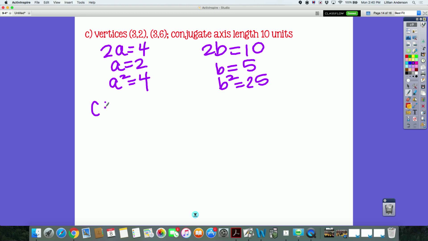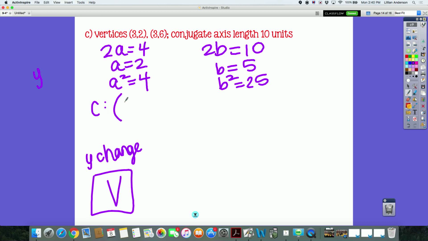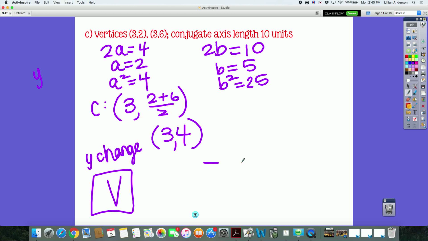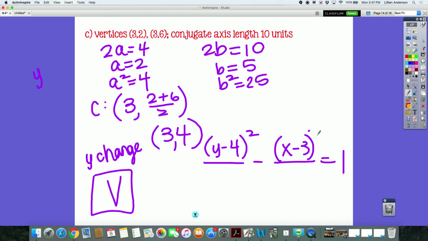So far, we pretty much have almost all of our information. We just need the center now. Since the x's don't change, but the y's do change, we know automatically that it's going to be vertical. And our center is going to be 3, 2 plus 6, so it's going to be 3, 4. And since it's vertical, our y's are going to come first. So that's going to be y minus 4 squared, x minus 3 squared. The a's go underneath the first one, the b's go underneath the second one, and there's our equation.